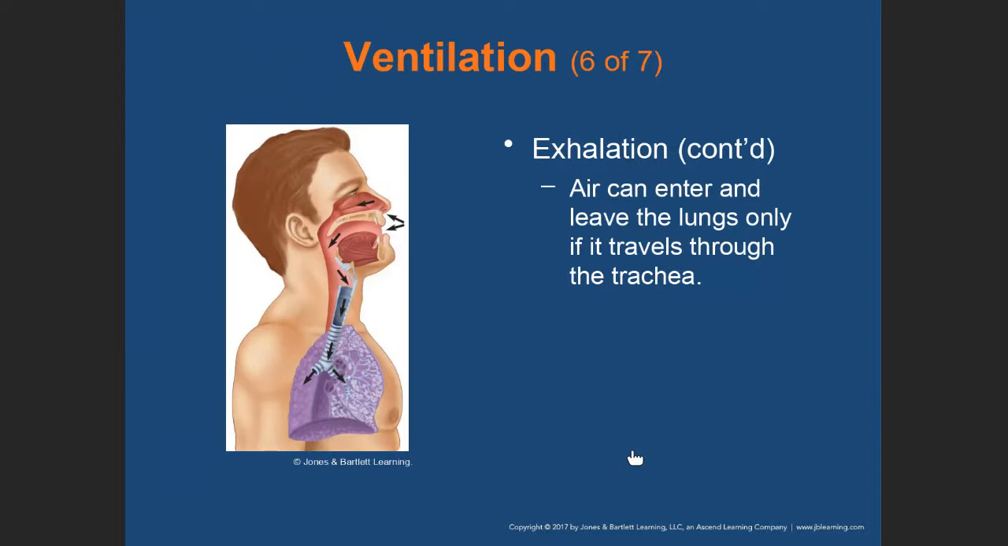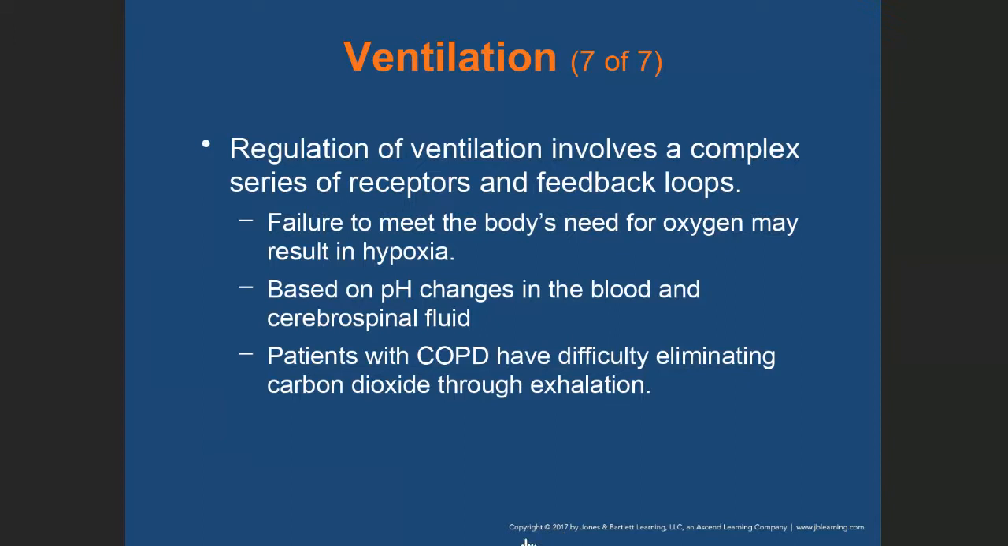Air can enter and leave the lungs only if it travels through the trachea. That's the only place it should be traveling. If it's traveling anywhere else, it can cause problems. Regulation of ventilation involves a complex series of receptors and feedback loops. Failure to meet the body's need for oxygen may result in hypoxia.